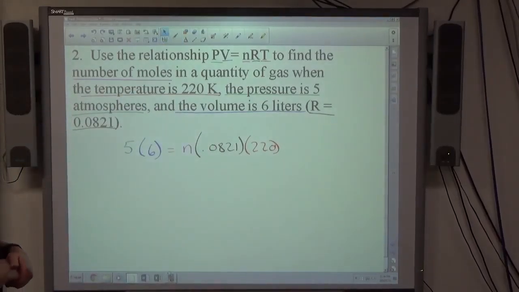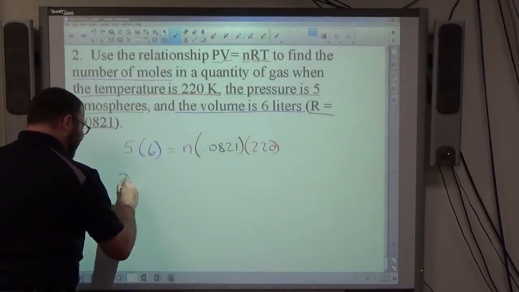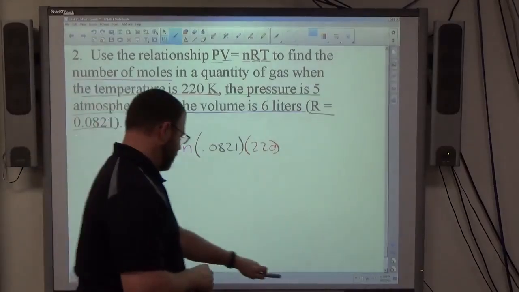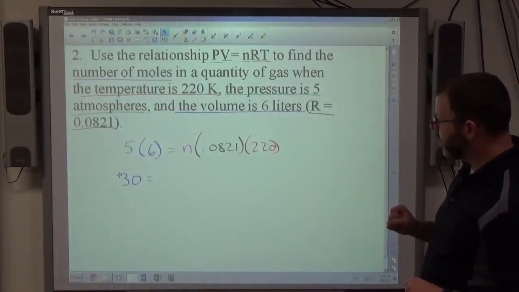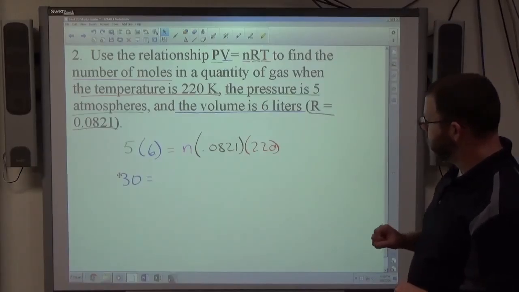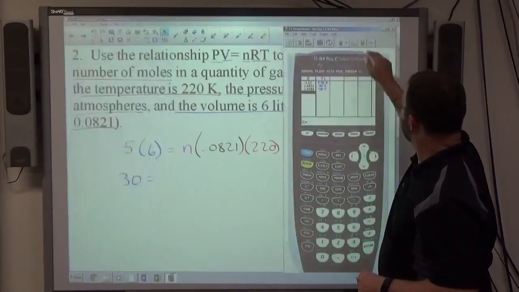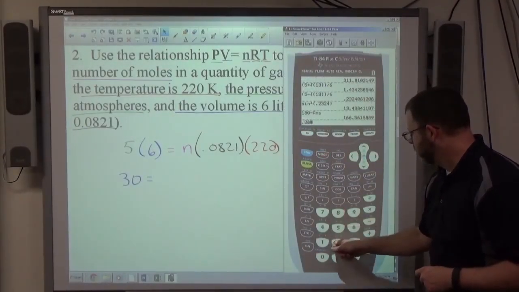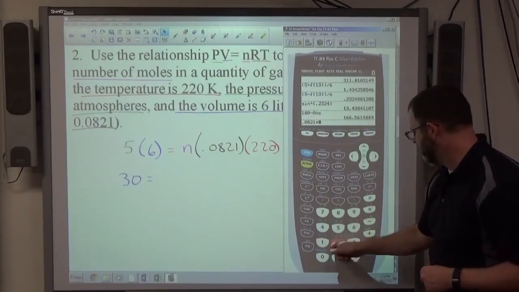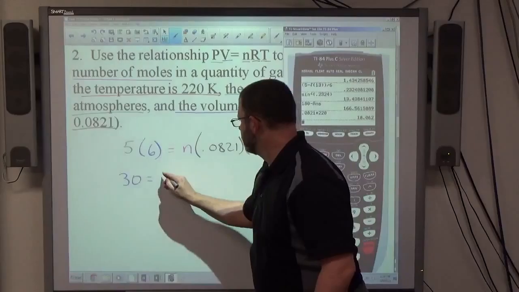At this point, I would probably employ a calculator. I don't want to multiply 220 times 0.0821 by hand. While that's opening, I'll do this side, 30 equals. Calculator, anytime now. There we go. So I want to do 0.0821 times 220. That comes out to 18.062.